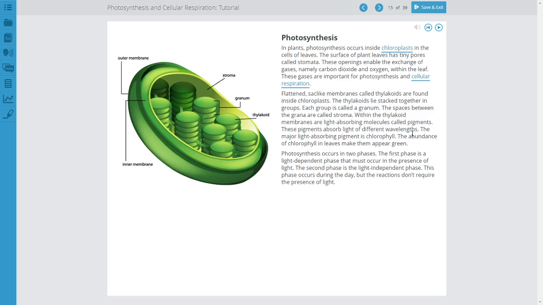Photosynthesis is a very complex process. It's what's called a biochemical pathway, meaning that it is a series of chemical reactions that go in order to create an end product. That's called a biochemical pathway.